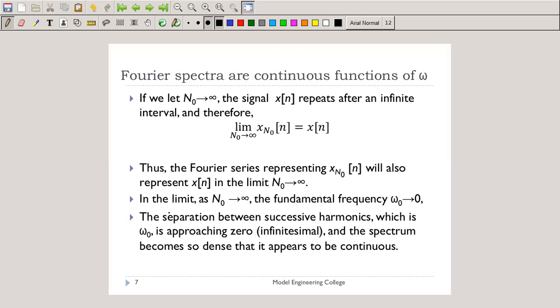In other words, as n0 tends to infinity, consider the fundamental frequency, taken as omega 0. So omega 0 is equal to 2 pi by n0, and in the limiting case, as n0 tends to infinity, omega 0 tends to 0. Therefore, the separation between the successive harmonics, omega 0, approaches 0, and the spectrum becomes so dense that it appears as a continuous spectrum. So the discrete time Fourier transform spectrum is a continuous function of omega.